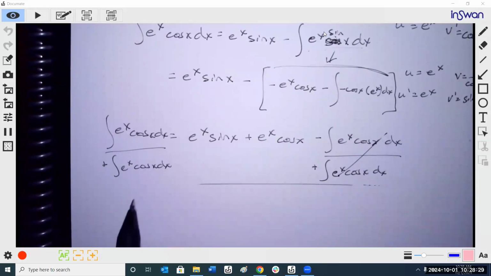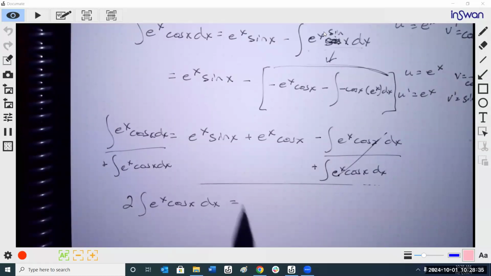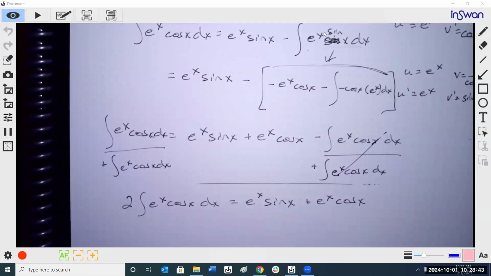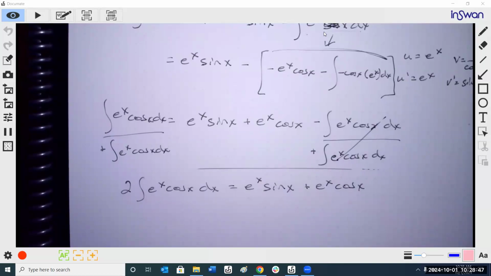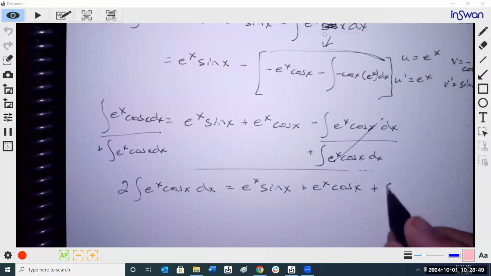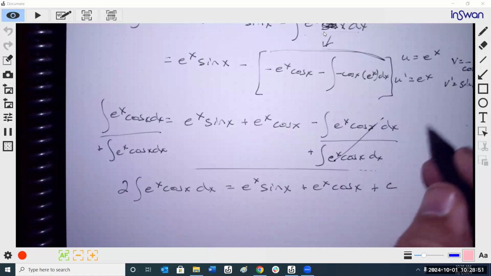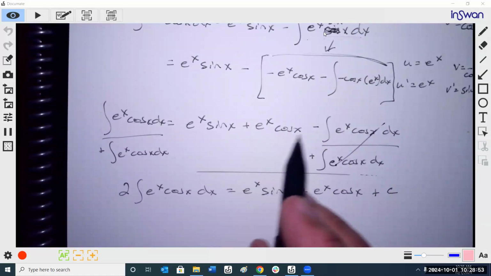So that cancels. So we have here 2 times the integral of e to the x cosine x is equal to e to the x sine x plus e to the x cosine x. Let's see, because we took the integral of this one, this should give us plus c from that.